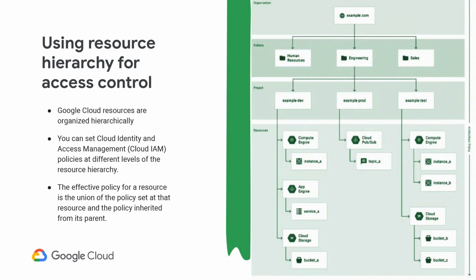Anything which gets granted at this level is going to be inherited by everything else, the folder and project level. Any policy put at the folder level will be inherited by its subfolders and projects. Anything created at the project level will be inherited by its resources. And in the resource, you can have some lower level resource that you can grant certain permissions to.